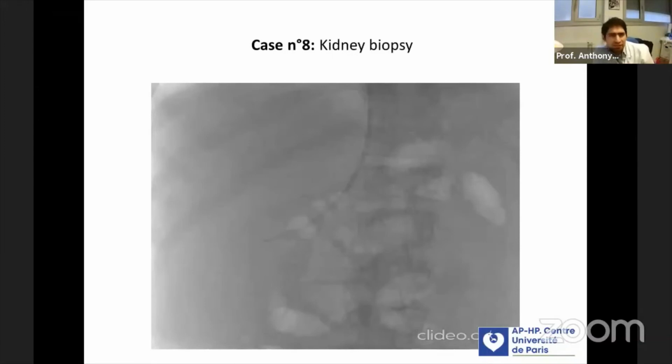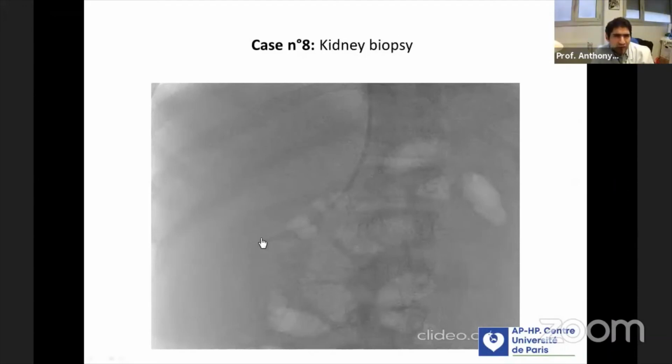Finally, this is not really a complication. This is a non-target biopsy, which is a complication, and it occurs sometimes in young fellows, or for everybody. It can happen to everybody.